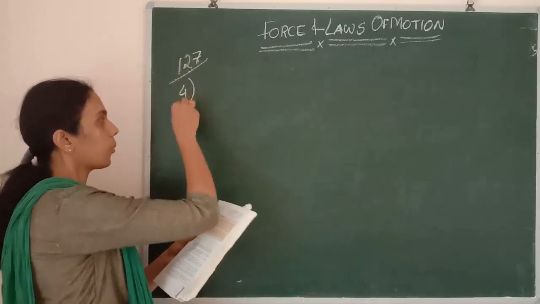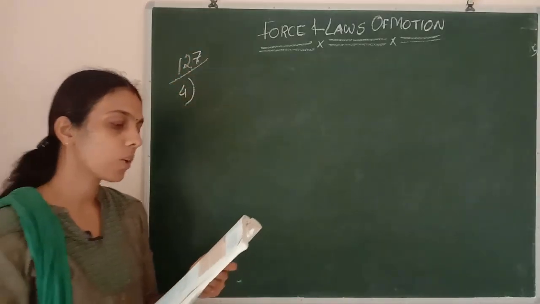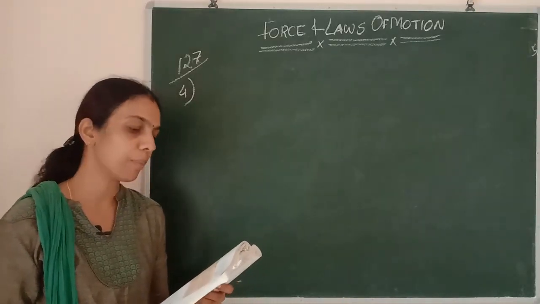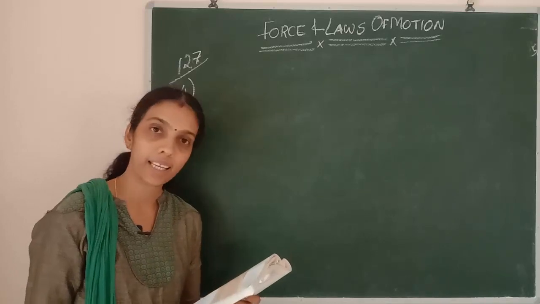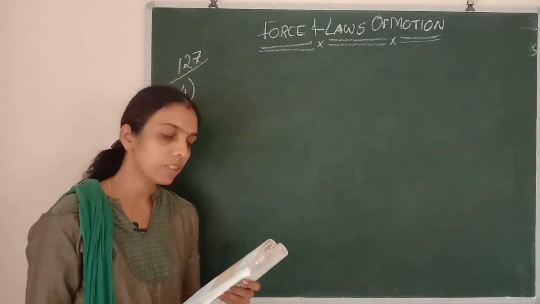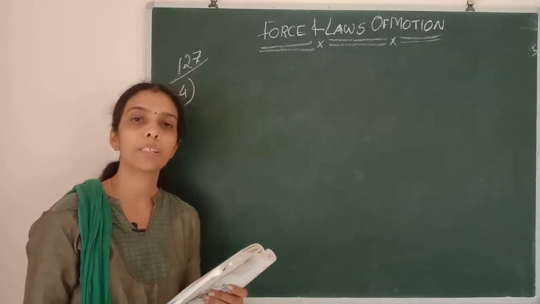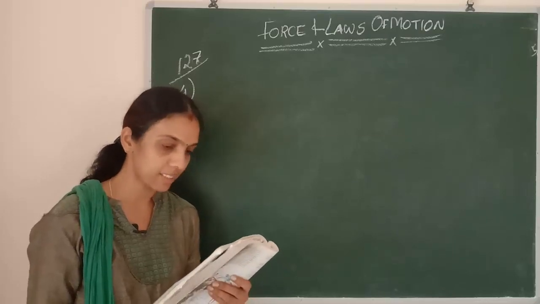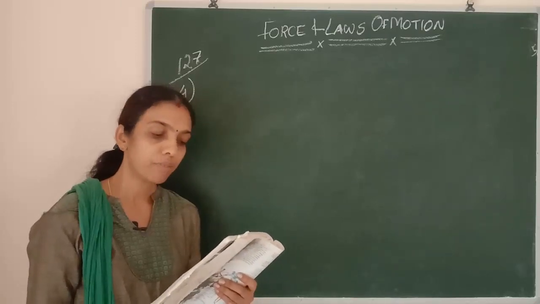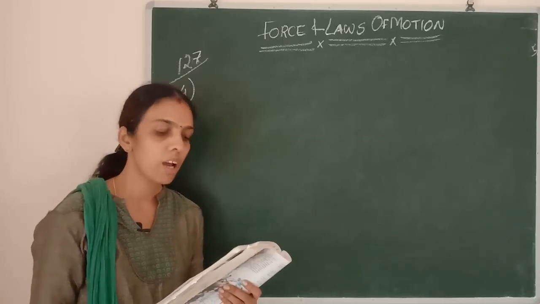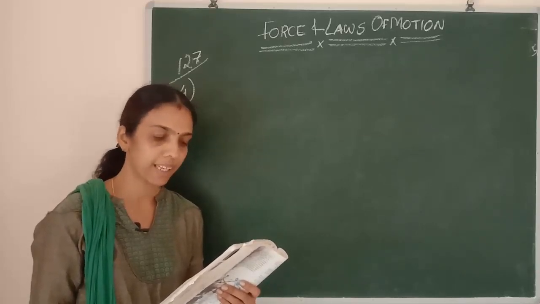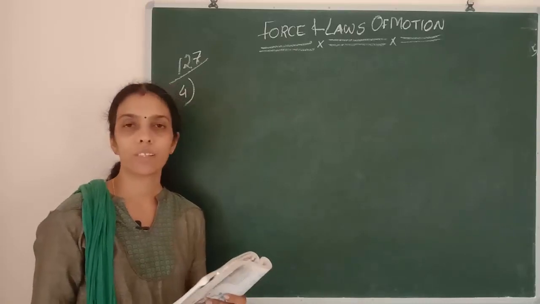127, fourth question. Two objects of masses 100 gram and 200 gram are moving along the same line and direction with velocities 2 meter per second and 1 meter per second. They collide, and after collision, the first object moves at a velocity of 1.67 meter per second. Determine the velocity of the second object.